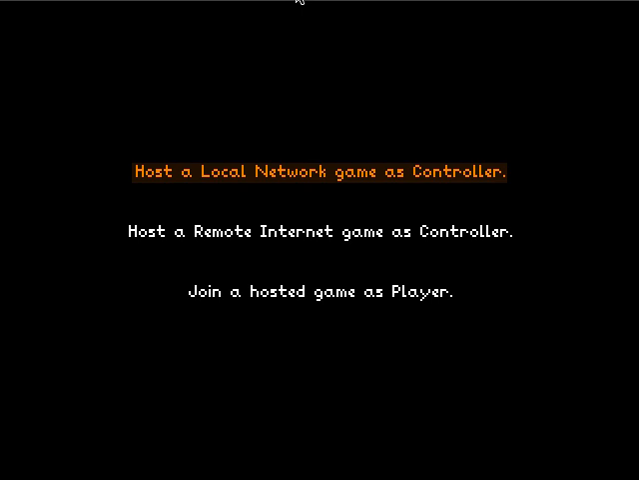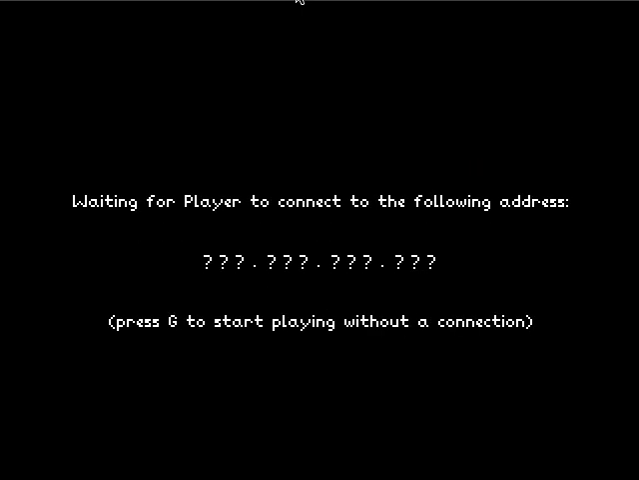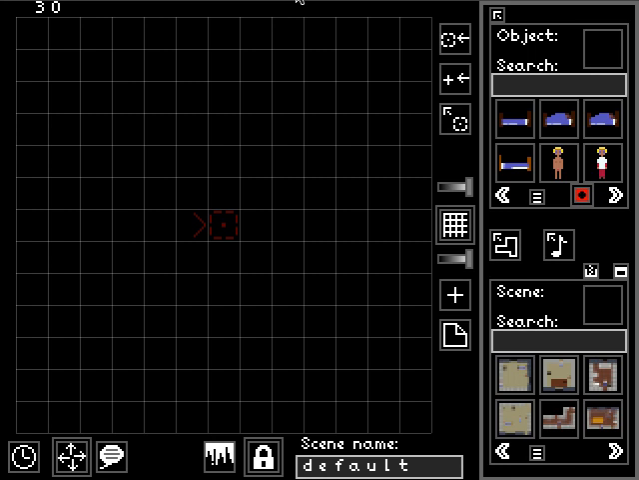So if you're opening the port manually, you might as well just host a local network game and then give your friend your real external IP address that you found through What's My IP or Can You See Me, or one of those web services that helps you find your external IP address. So I'm going to go ahead, and I've actually got my network cable completely unplugged here for this demonstration, so it can't even find my internal IP address. I'm going to hit G to start playing without a connection.